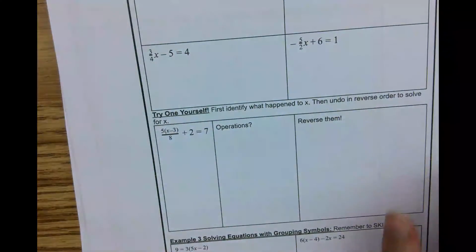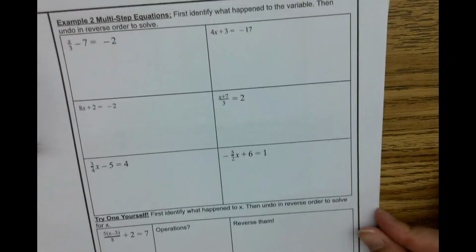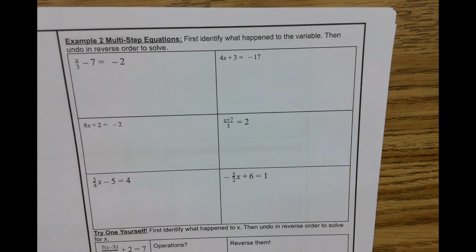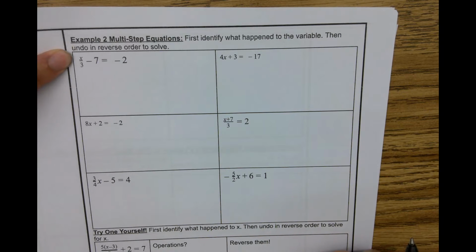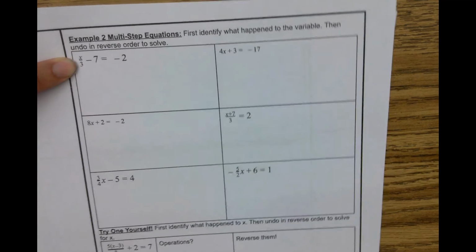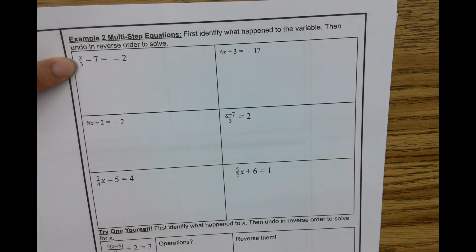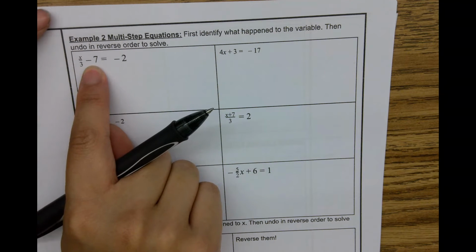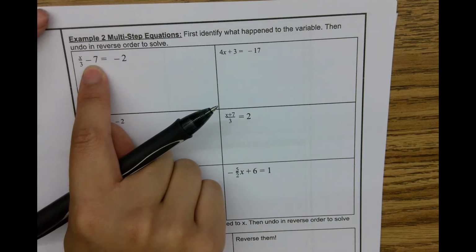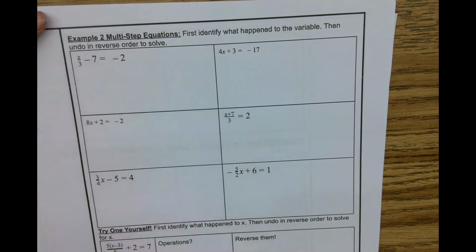Okay? So let's actually get into what we're doing today. Okay? So first, like we did yesterday, we're going to identify what happened to the variable, and then we're going to undo it in reverse order to solve. Okay? So what you can see is with this first one, x was divided by 3. Remember, fractions mean division. Okay, so here x was divided by 3 and then was subtracted by 7. Okay, so we're going to do the reverse.